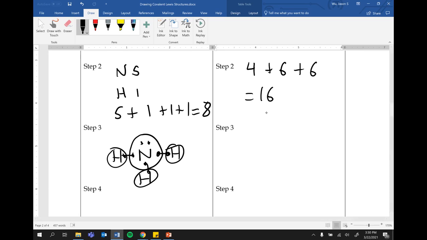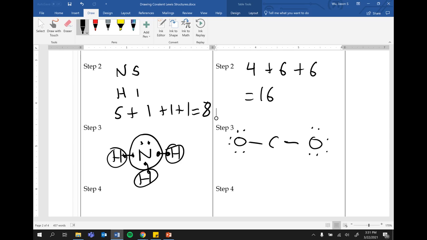My step 3 is I draw my carbon in the center, my oxygens on the side, and I draw one line to each. I have used 4 electrons. 16 minus 4 is I know I have 12 left. Let's place them around the outer edge. I should say on the outer atoms. 1, 2, 3, 4, 5, 6. 1, 2, 3, 4, 5, 6. I've used all 16 electrons.